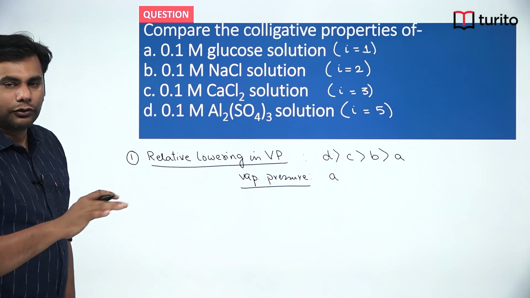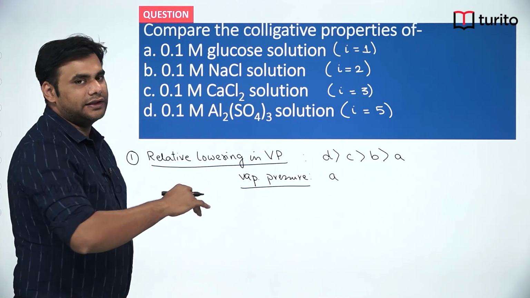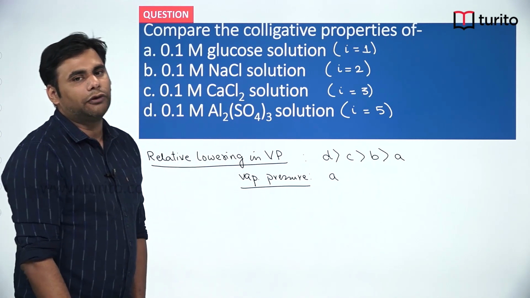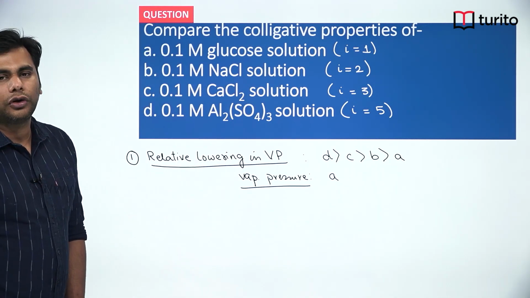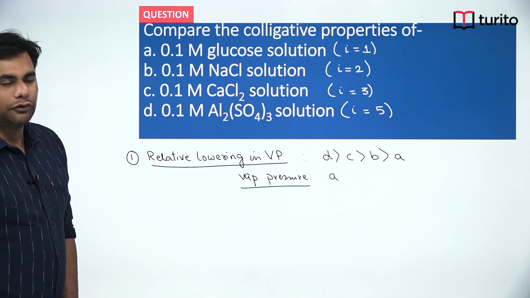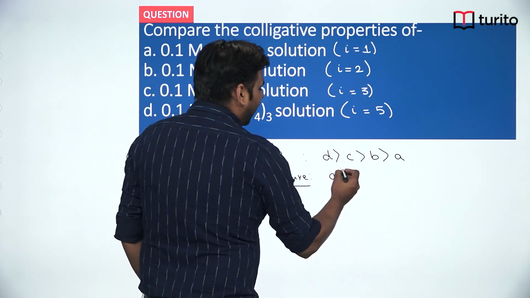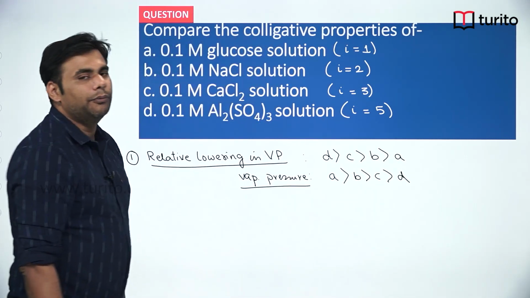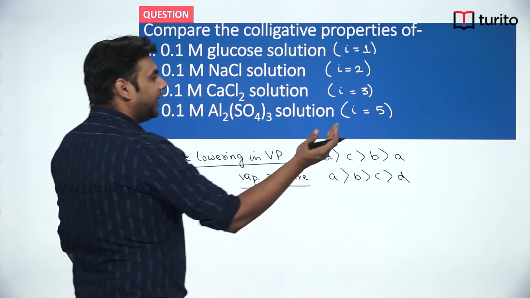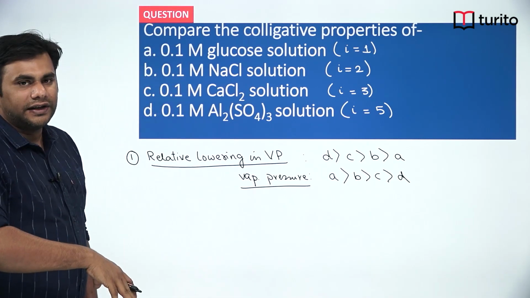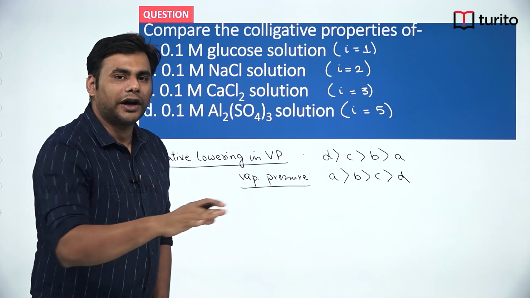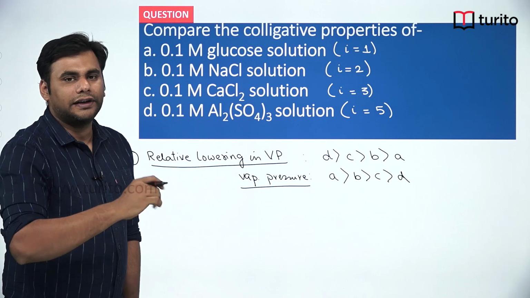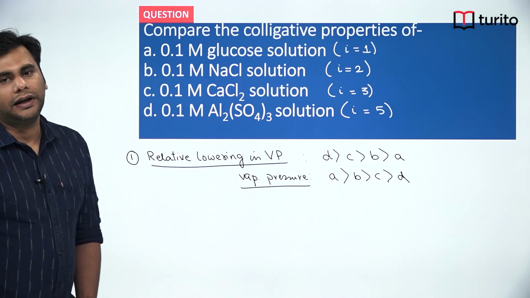Okay, so the surface would be occupied by solute, because the number of solute particles is less, the number of solvent particles at the surface of the liquid would be more, and hence more solvent can escape out and the vapor pressure would be more. So A would have the maximum vapor pressure and D would have the minimum vapor pressure, because the number of solute particles is 5, the number of solute particles has increased. So the surface will be occupied by solute, the number of solvent at the surface would decrease, therefore vapor pressure would decrease.